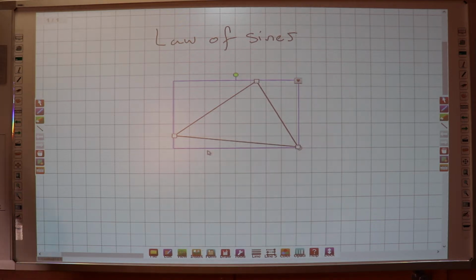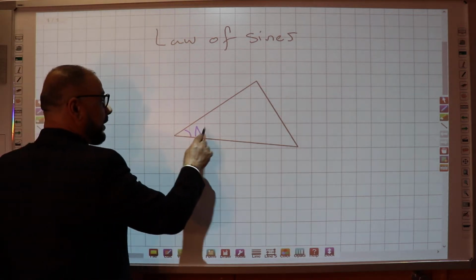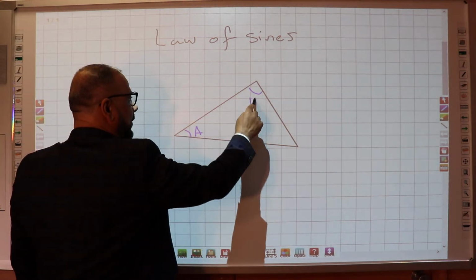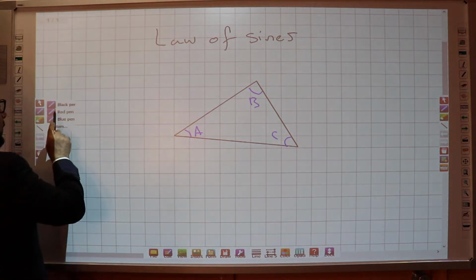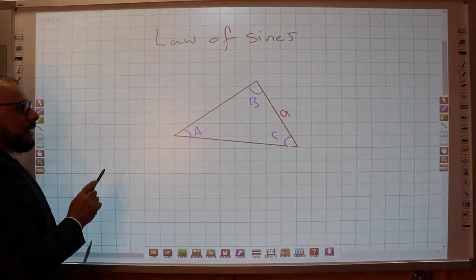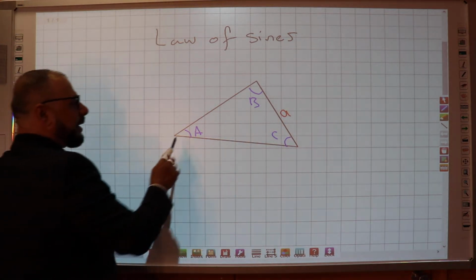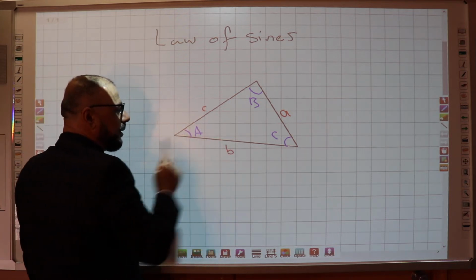This triangle has three angles: angle A, uppercase, angle B, angle C. The side opposite to A, we call it lowercase a. The lowercase letters mean the length of the side, and the uppercase mean the measure of the angles. And C and B.